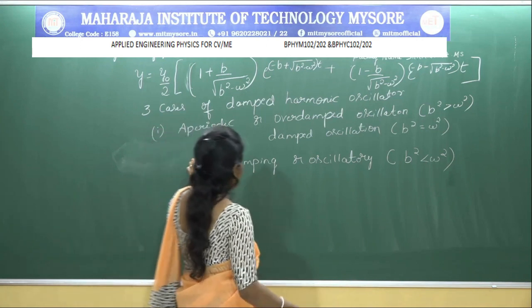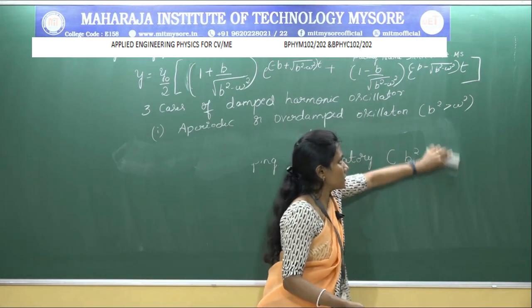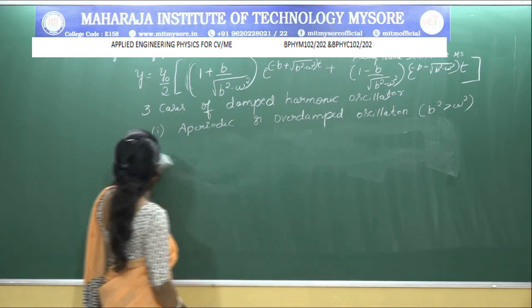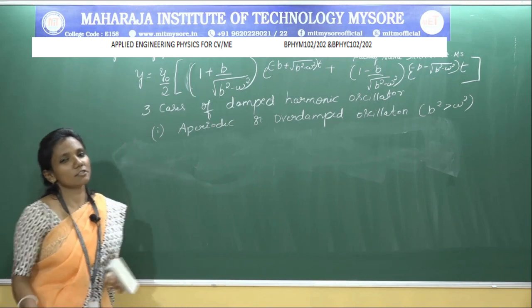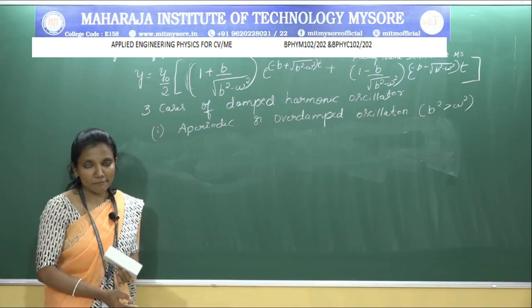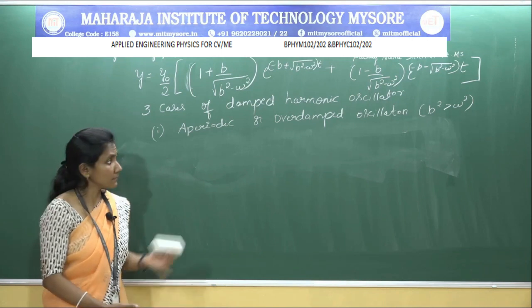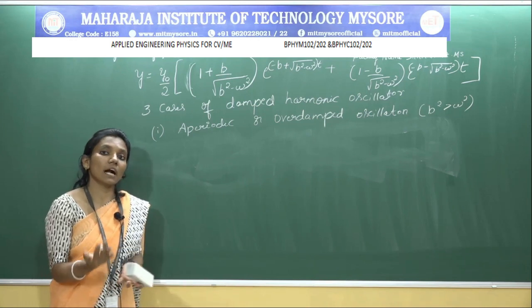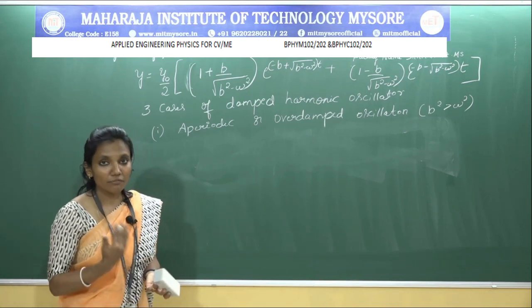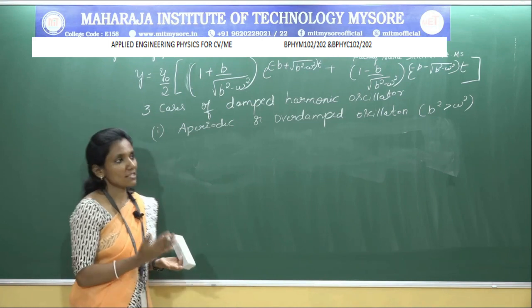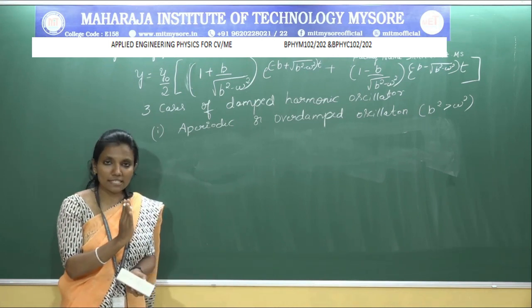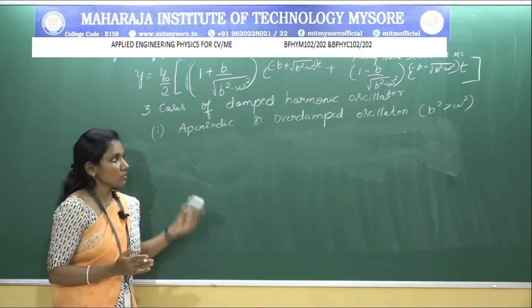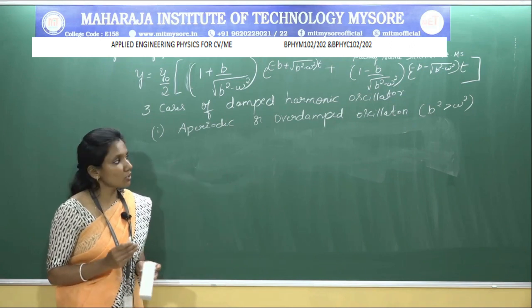So the first is aperiodic or overdamped oscillation, when b square is greater than omega square. Periodic oscillation means, we know, the motion which repeats itself after a regular interval of time. So aperiodic is the opposite of periodic. That means the body will come back to the equilibrium position without oscillation. It will just move and immediately come back to its equilibrium position. So that is aperiodic, or else we call it an overdamped oscillation.